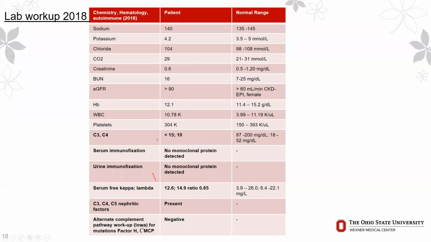This time we also sent her workup for complement regulatory protein abnormalities. As you know, this workup is not done everywhere. There are only 2 or 3 institutions in the country that do this workup. But her workup for mutations was negative. There were no mutations in factor H, factor I, membrane cofactor protein, C3, and so on. So the main thing was complement consumption, nephritic factors, and that was about it.